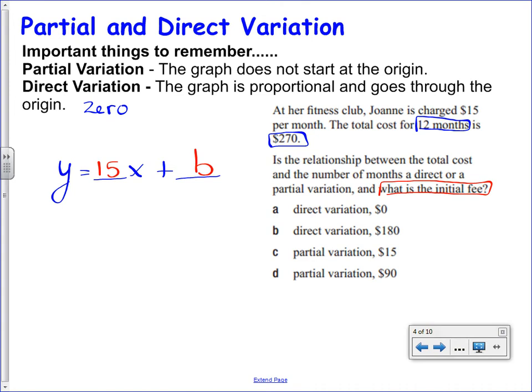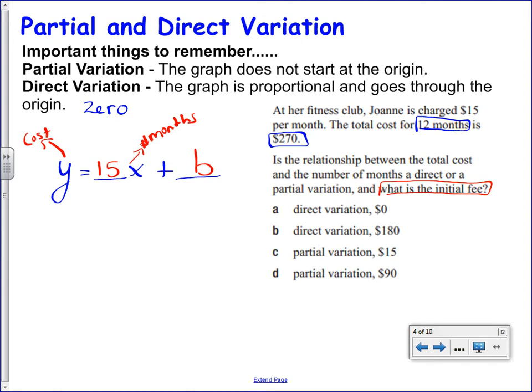So I'm talking about months and I'm talking about cost. Do you remember which variable is usually always cost? Y is usually always cost. So this is going to tell me Y is the cost, and the cost is equal to $15 per, this is talking about the number of months.